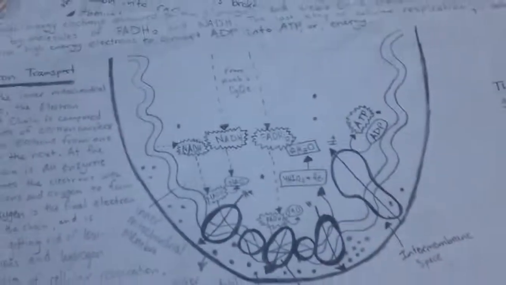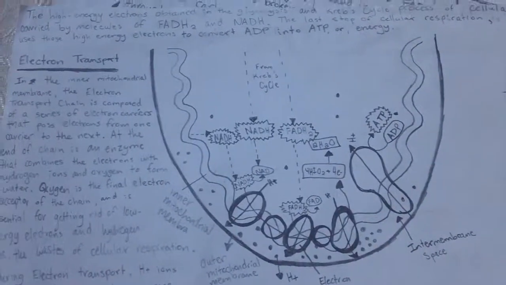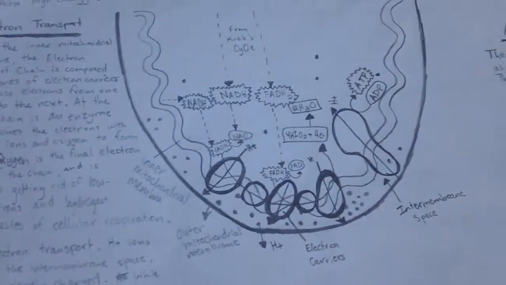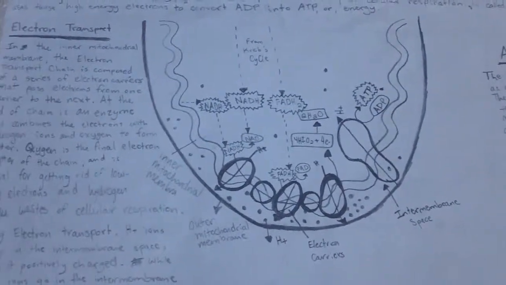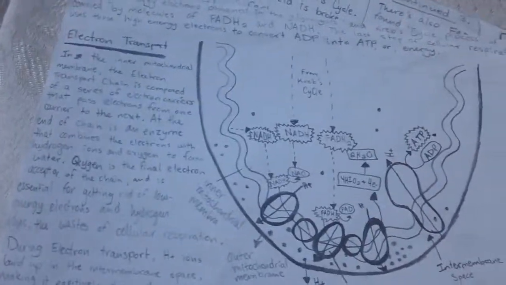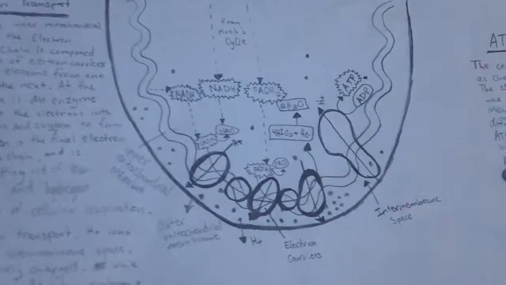Now, the high energy electrons obtained in glycolysis and the Krebs cycle processes of cellular respiration are carried by molecules of FADH2 and NADH. The last step of cellular respiration, called the electron transport chain, which is all this little guy, uses those high energy electrons to convert ADP into ATP, or just energy.